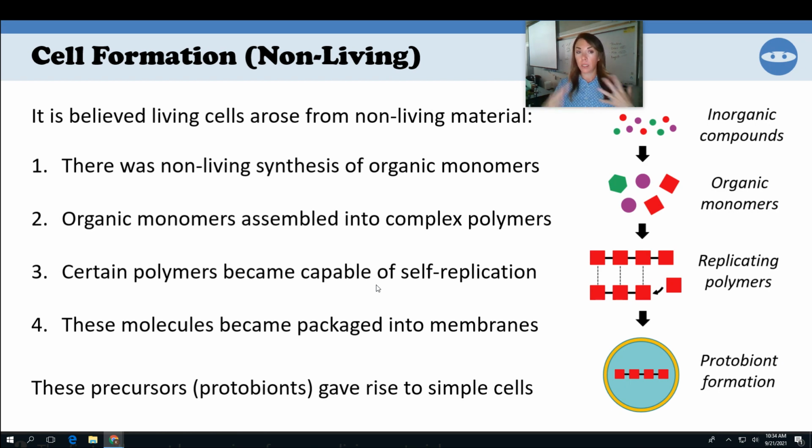So if you had to say what are the 3 or 4 steps of how cell formation came from non-living matter, we talk about inorganic to organic, so simple to complex, and then being packaged into membranes, which creates what we call the protobionts that gave rise to simple cells. So this is my first type of molecule with my membrane around it, and I've got my polymers connected here. Protobiont formation, so this is like a pre-cell.